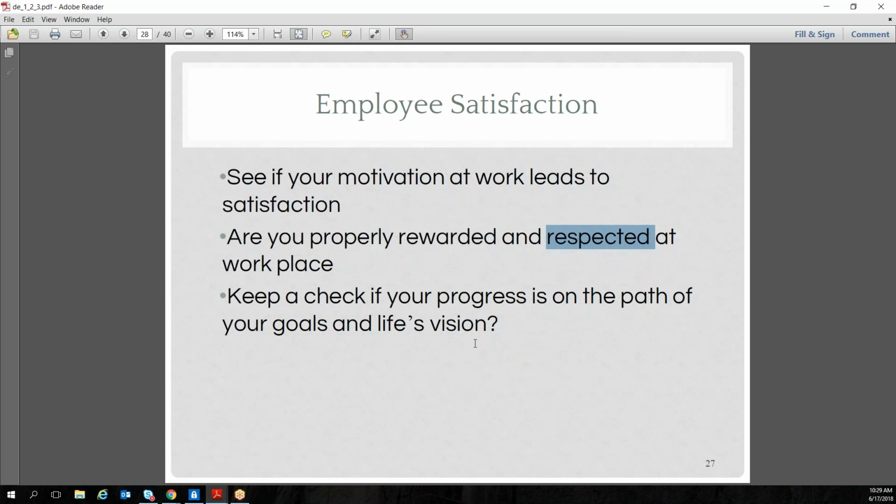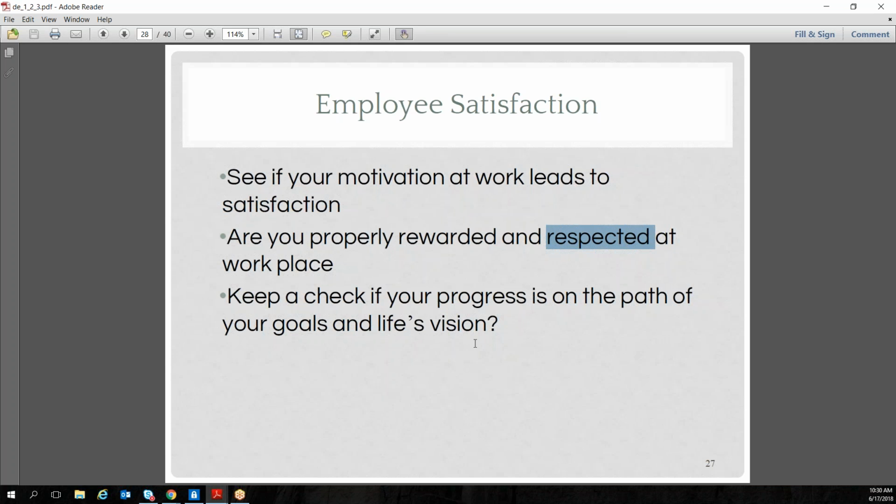And coming to this point, keep a check on whether your progress is on the path of your goals and life's vision. This means that whenever you're working on any activity, be it at your office, at home, at college or wherever, you should every time cross check whether the decision you had made is justifiable at regular intervals or not. This means whether you are achieving those small milestones on the path of your goal. If yes, then it makes sense. If no, then you need to revisit your plan.